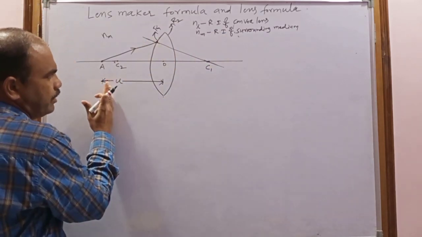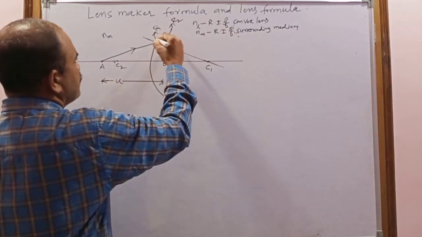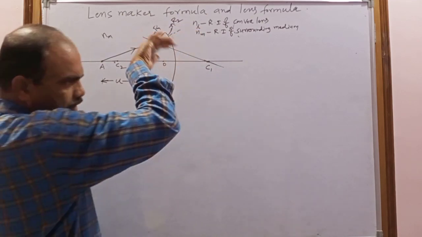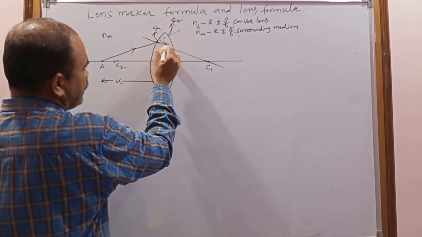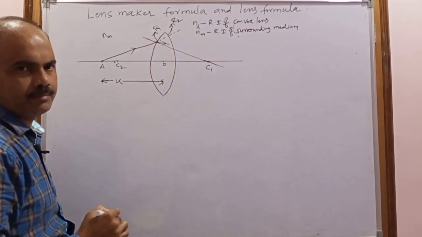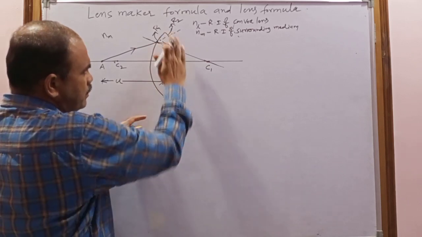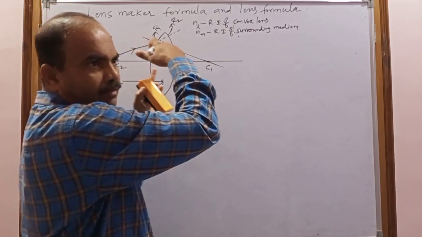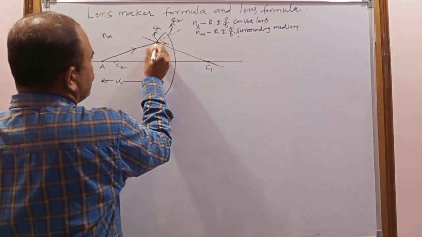Now when the light is going from the rarer medium to the denser medium, what happens? It bends towards the normal. It does not go in the straight line path. Now imagine this is the refracted ray. This is the refraction of the light at the first surface. Now imagine there is no second surface. When there is no second surface, the light will travel along the same path after refraction.